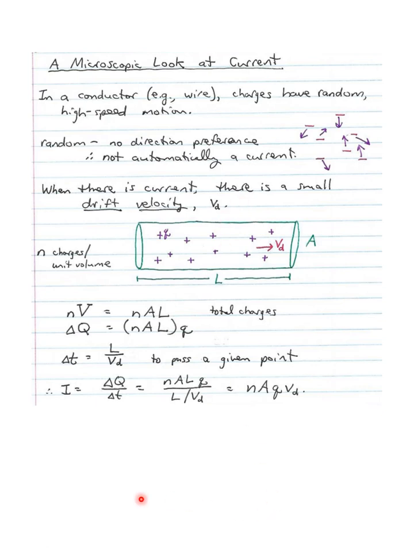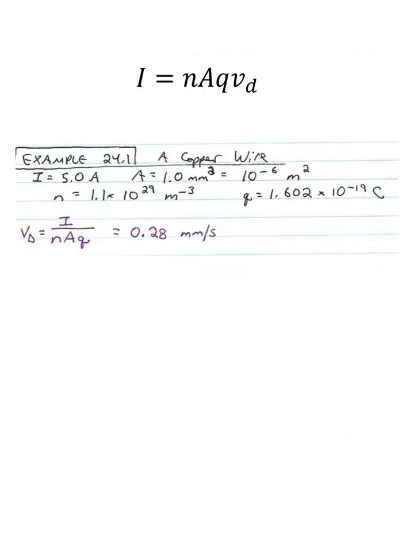And in the end, the current is the number of charges per volume times the cross-sectional area times the charge times the drift velocity. So as we think about that, the current, what's it based on? How many particles there are, how big an area they get to pass through, the charge on each one, and how fast they're going. There's the equation again. Current is N times A times Q times V sub D.